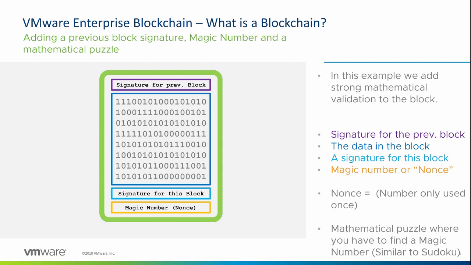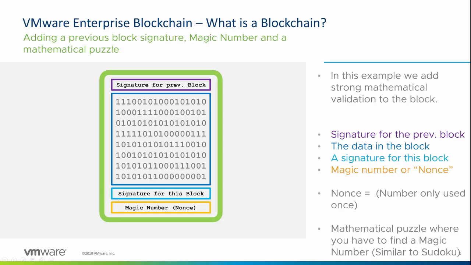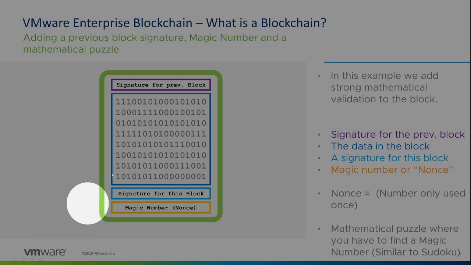And once we've found that number, we can write that magic number or nonce there, and then by incorporating that magic number with the data and the signature from the previous block, we can then write a valid signature for this block. So the important part about that is we link it to the previous block, and we now have an additional magic number or mathematical puzzle which is very difficult to solve, which means if you're going to modify the contents of this block, you've got to solve this puzzle again before the next block is built, otherwise it's going to appear invalid.